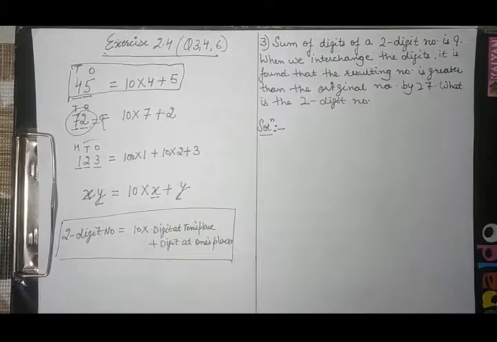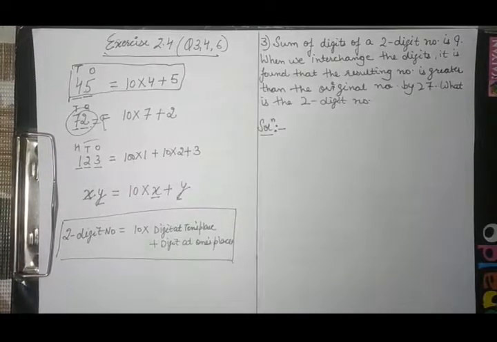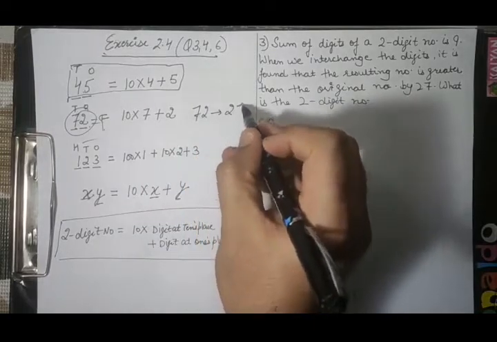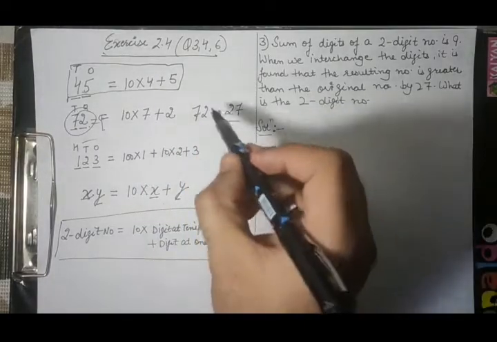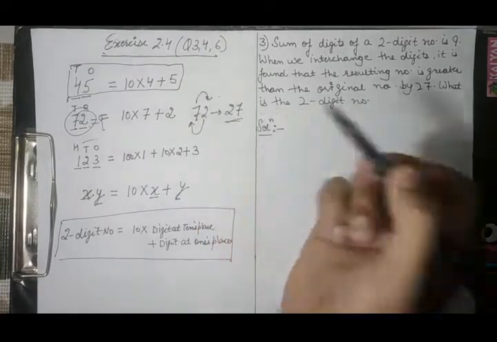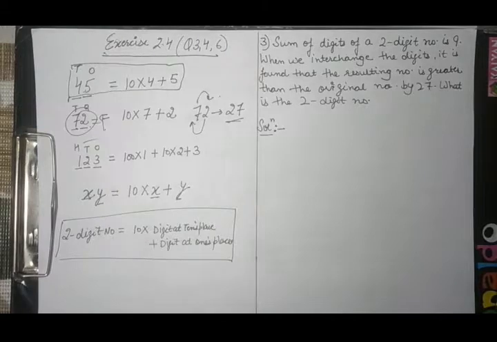When we interchange the digits, it is found that the resulting number is greater than the original number by 27. So if we interchange the digits, for example 72 will convert into 27. So we will interchange the digits. 1's digit will come to 10's place and 10's place digit will come to 1's place. So if we interchange the digits, the new number will be 27 more than the original number. So we have to find what that number is.